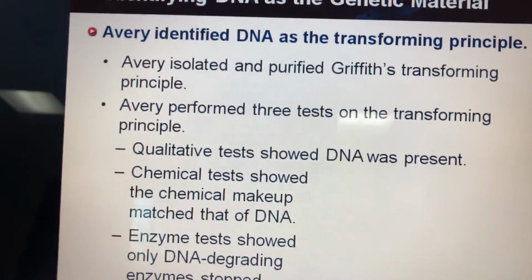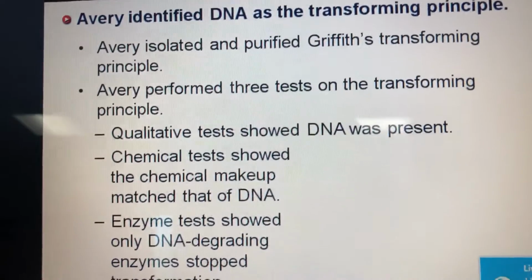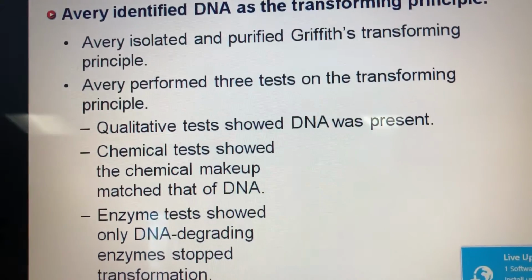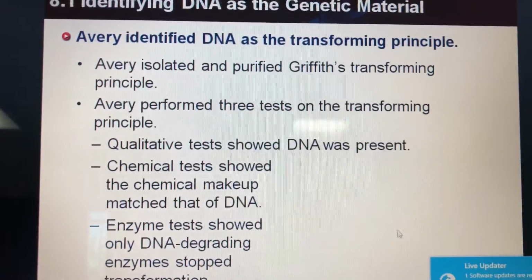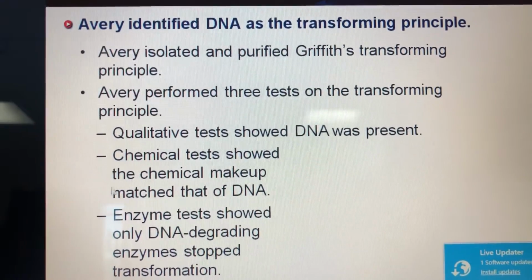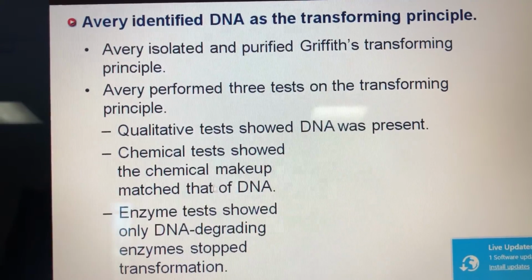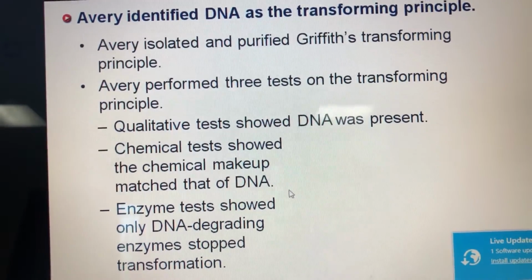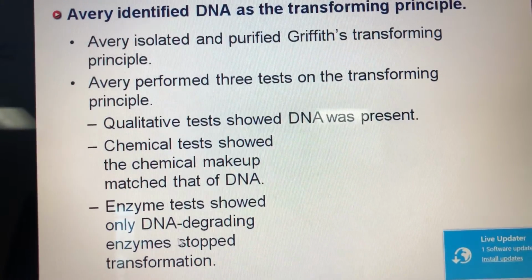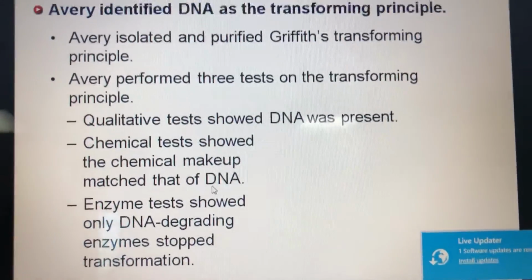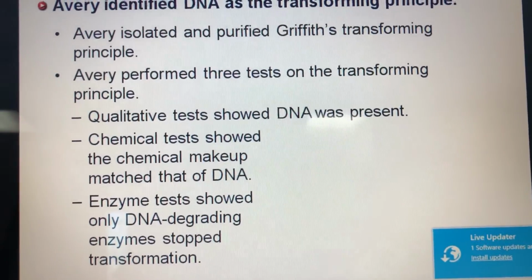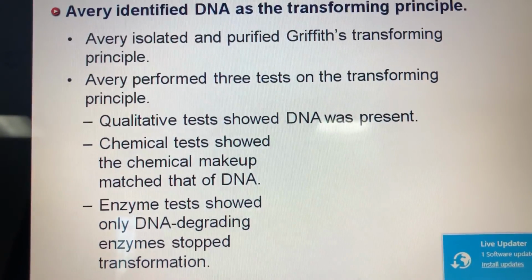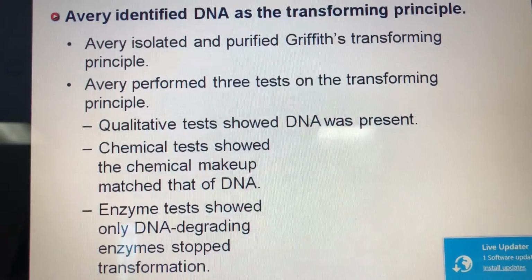It was dead. So they took the component that killed the mouse and made experiments on this component. They found that this material would be DNA. They made qualitative tests, chemical tests, to see that the makeup of this material was DNA. And they also used enzymes to make sure that this material is DNA. So from their experiment, they concluded that one component of the S strain caused the R to be transformed and kill the mouse.